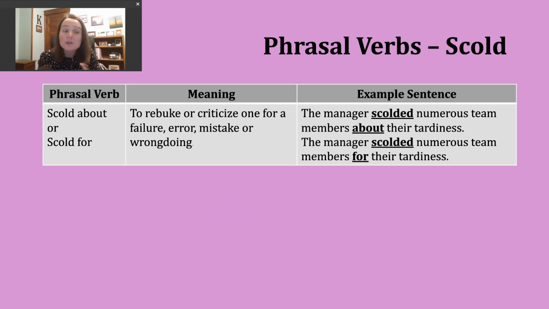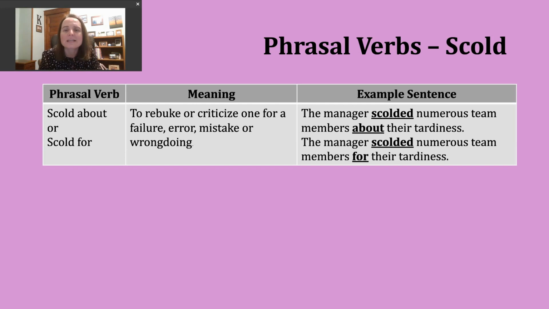Now, there are two phrasal verbs you might encounter, but their meaning is really the same, and you can use them in the same way: to scold about or scold for. Again, we're talking about criticizing somebody. And this is often done in kind of an angry tone where you're telling them they failed at something, they made an error or a mistake, or they've done something wrong.